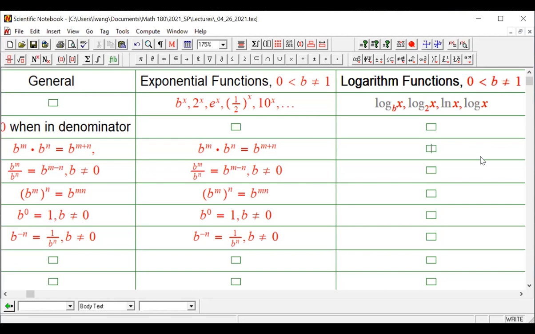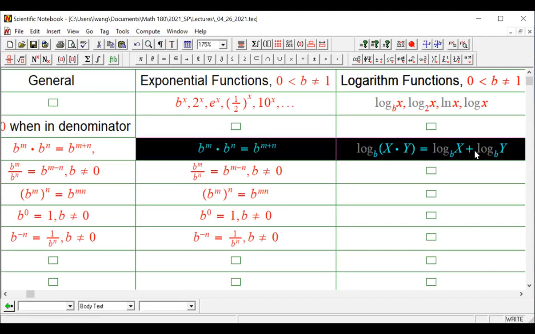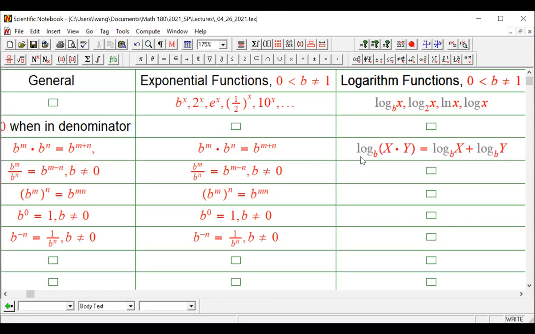So we're going to have log base B of capital X multiplied by Y is equal to log base B of X plus log base B of Y. And usually we put parentheses here. So these two correspond to each other. And we proved it. We proved that property.